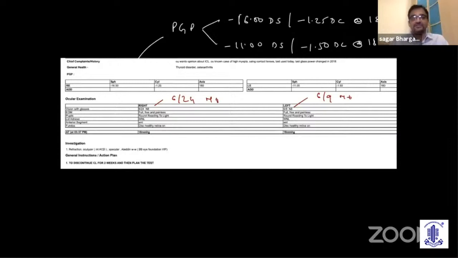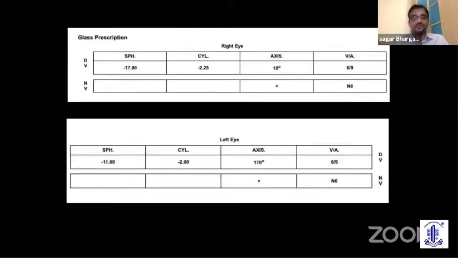The visual acuity was 6/24 and 6/9. The first thing we advised was to discontinue contact lens for 2 weeks, and we called the patient again. And look at the refraction that has changed. Almost one diopter increase in the sphere in the right eye, and cylinder also increased in the left eye. There was an increase in cylinder.